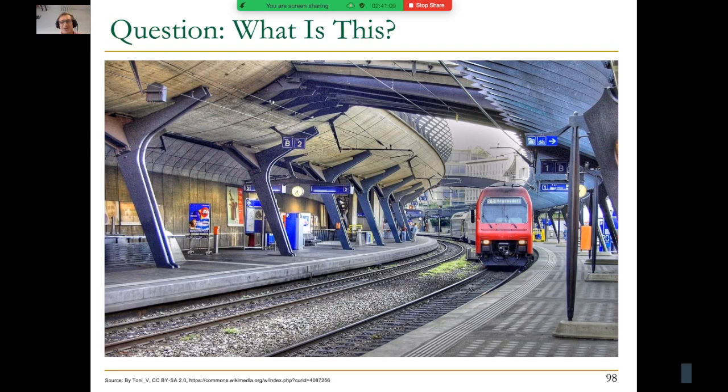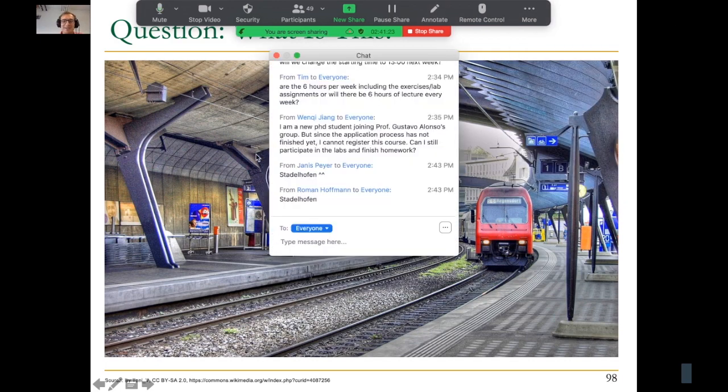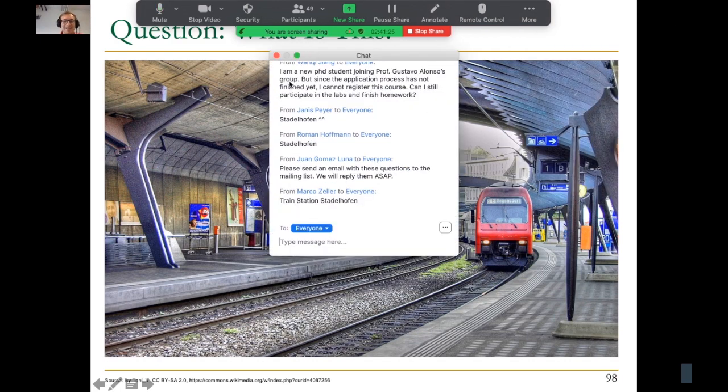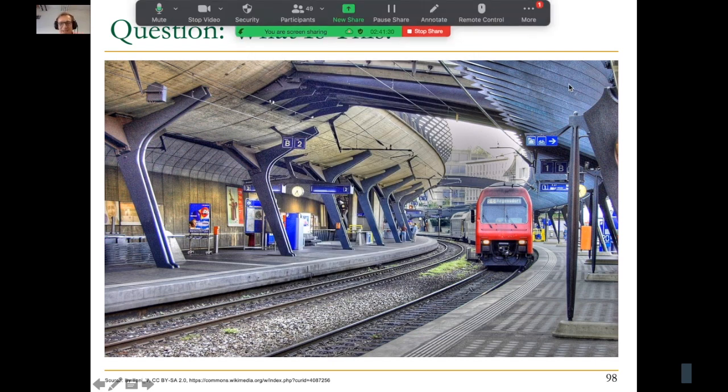I guess I'll ask you this question: what is this? And if you're a fast enough typer, you can answer it, although I may not be able to see your answer. Okay, I don't see any answers in chat. Somebody answered it. Okay, they got it right. Yes, train station Stadelhofen. You may have seen this if you already taken my digital design course.